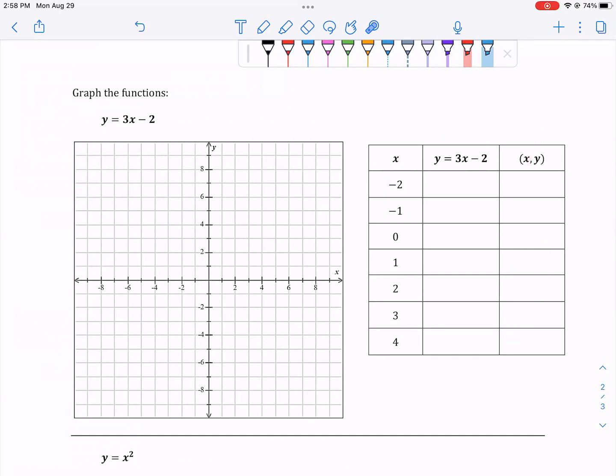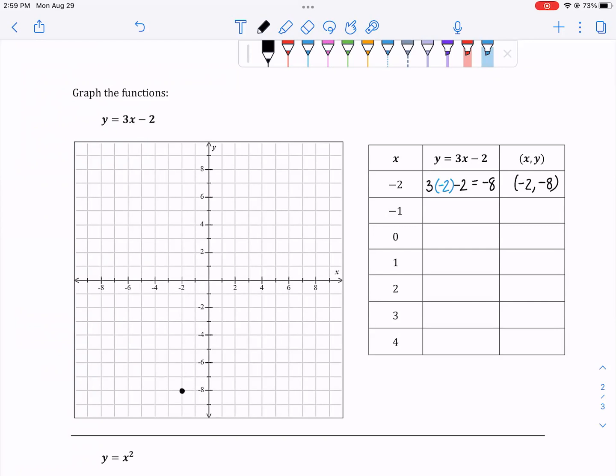So to begin with, I'm going to take -2 and plug it into the y equals 3x minus 2 equation. So I have 3, and then instead of x, I'm going to put -2, minus 2. 3 times -2 is -6, minus 2, that's -8. So we have the coordinate point -2, -8. And I can plot that point right here.